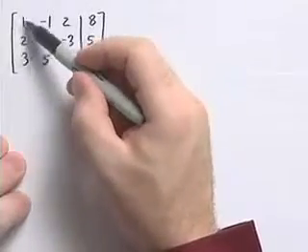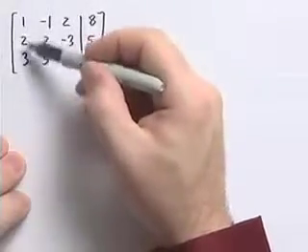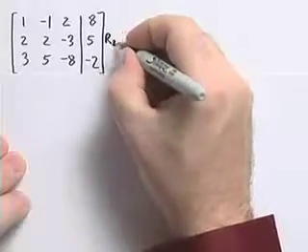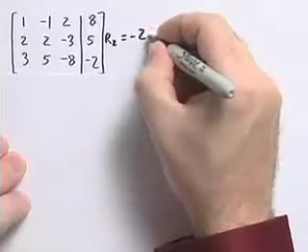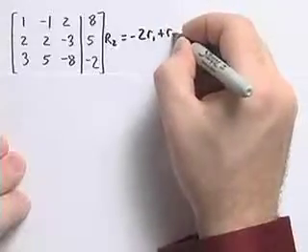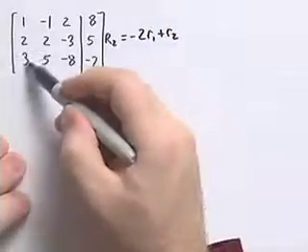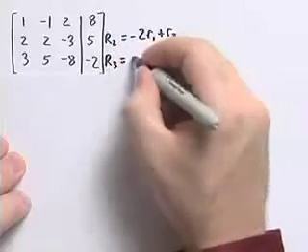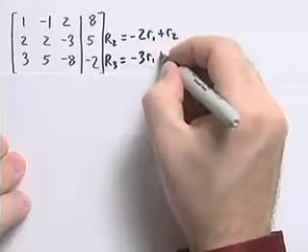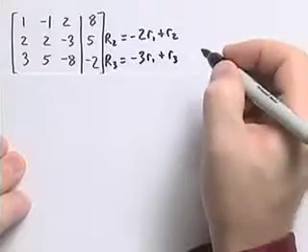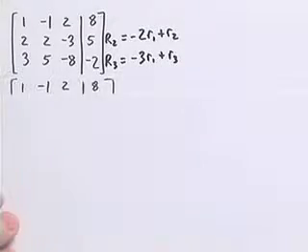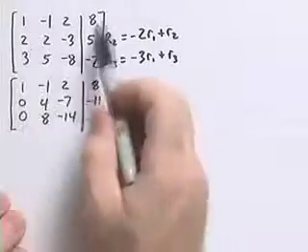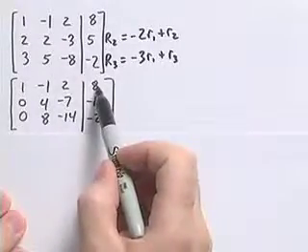After we get this 1 in the upper left corner, we'd like to get zeros underneath that. To do that, we're going to make our new row 2 equal negative 2 times row 1 plus row 2. And we want a 0 here so we can change row 3 at the same time. Our new row 3 will equal negative 3 times row 1 plus row 3. If we perform those operations, we get the following matrix.